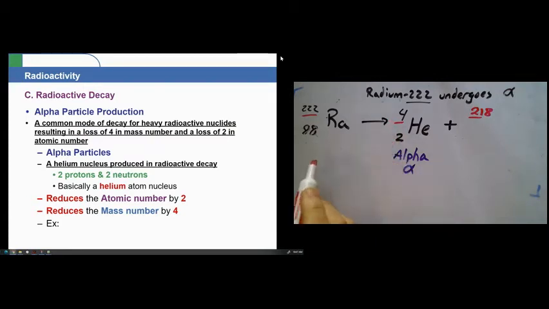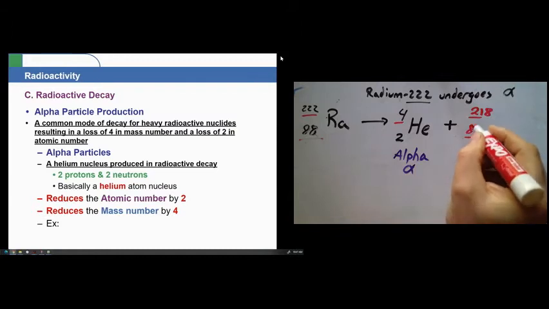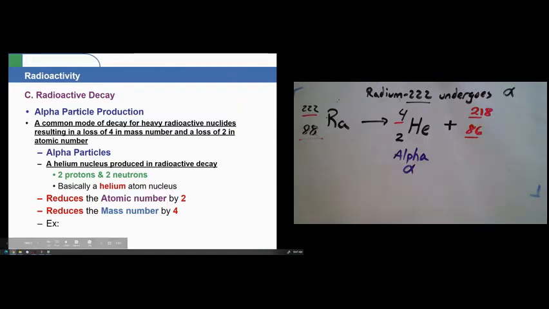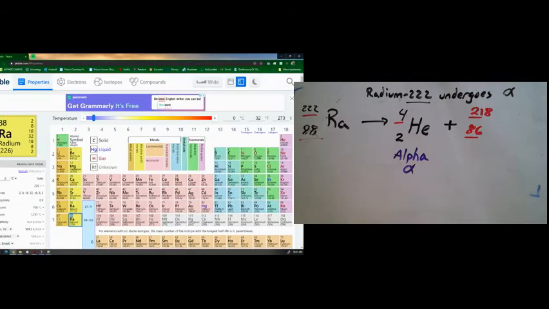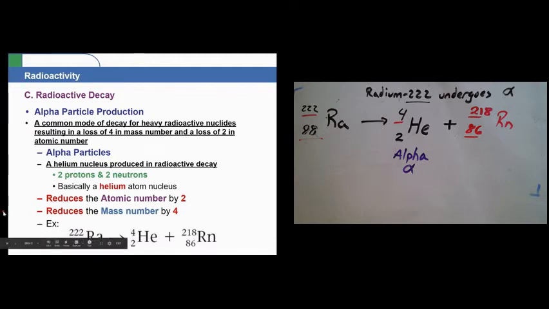Then I do the same thing with the bottom. The bottom is 88 on the left, so on the right it has to equal 88. So 2 plus what equals 88? The answer is 86. I look on my periodic table for element number 86, and that is radon. So I put Rn for radon, and I am done. This is the balanced nuclear equation for the alpha decay of radium 222. So that's alpha particle production, and that's how you balance.